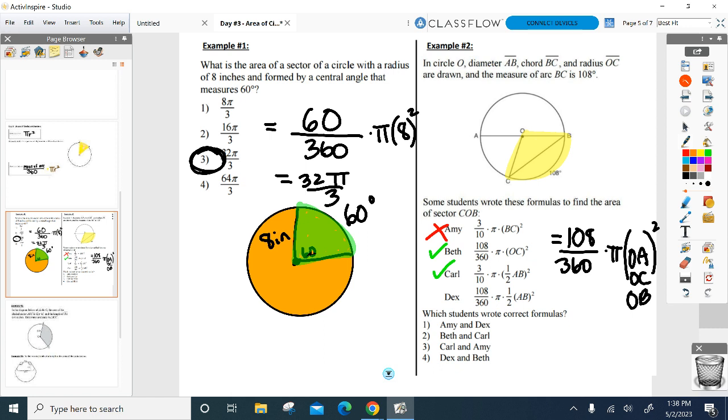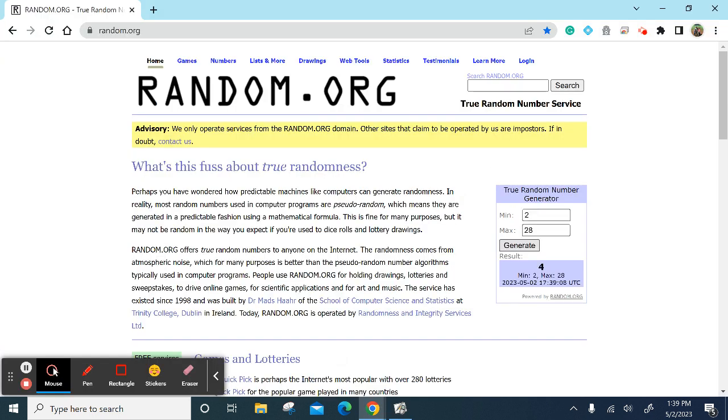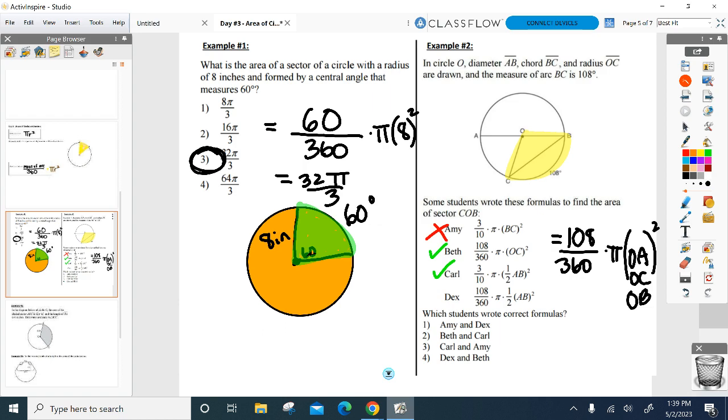Dex. Could be Dexter, obviously. I don't know what else. I'm out of ideas there. 108 over 360, good. Pi, good. What's the issue here? What is Dex squaring? The diameter. And even though he's trying to make up for it by taking half of that, you have to square the radius, not the diameter. So Dex, embarrassment, out of honors geometry. We're sticking with Beth and Carl.